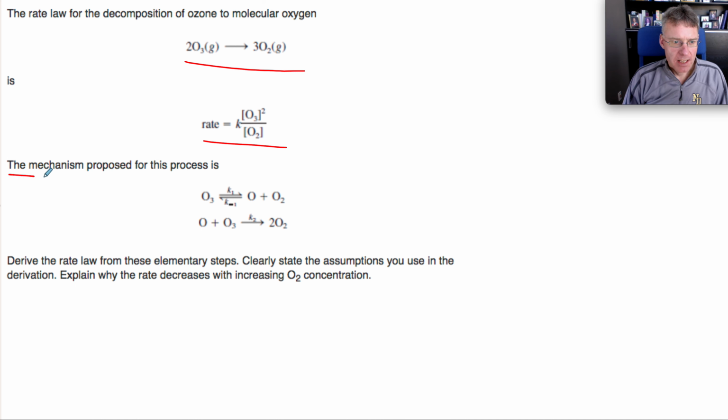Here is the proposed mechanism. Please derive the rate law from these 2 elementary steps. Clearly state any assumptions in this derivation, and why would increasing the concentration of oxygen decrease the rate. So in about 10 seconds, I'll start solving this, but again, you should hit pause on the video, see if you can write out the assumptions, can you write out the rate law? This is an equilibrium, and can you use that equilibrium to do a substitution to get rid of the intermediate? Answer in about 5 seconds.